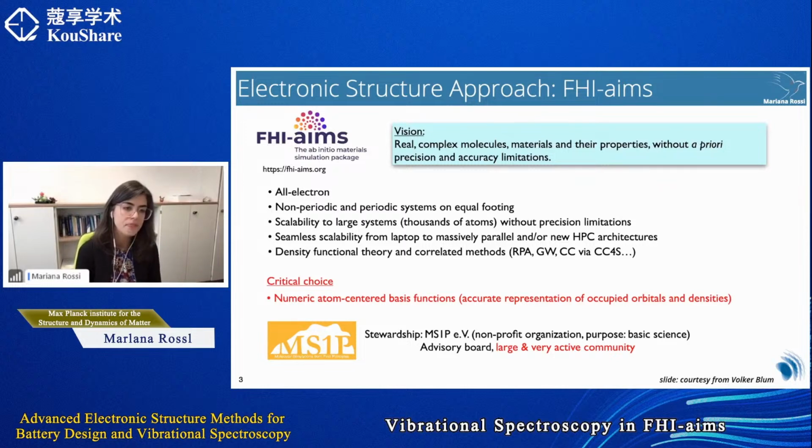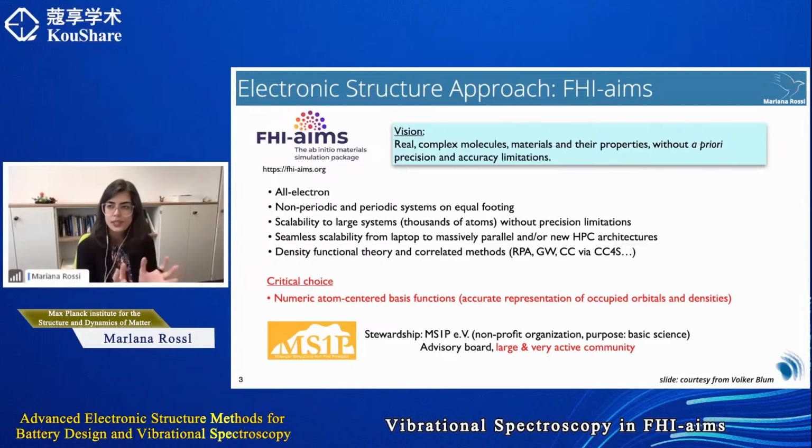And of course, one of the nice things is that even though I would say the workhorse of the code is really ground state density functional theory, it also has huge support for explicitly correlated methods and very advanced implementations of random phase approximation, GW, and coupled cluster via some interfaces, for example, to CC4S and other explicitly correlated methodologies as well.